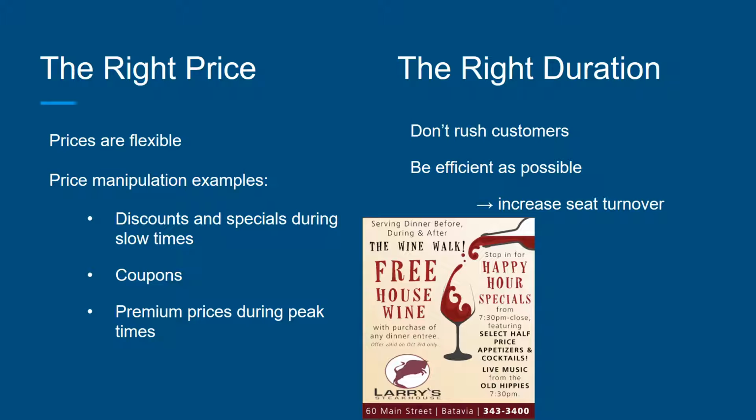The right duration refers to a customer's meal duration. Ideally, you want to increase your seat turnover. However, you do not want to rush a customer through their meal. A better way to increase turnover is to be as efficient as possible with your kitchen's food preparation and your service. Consider time between courses as well as payment efficiency. All of this ideally would increase seat turnover.